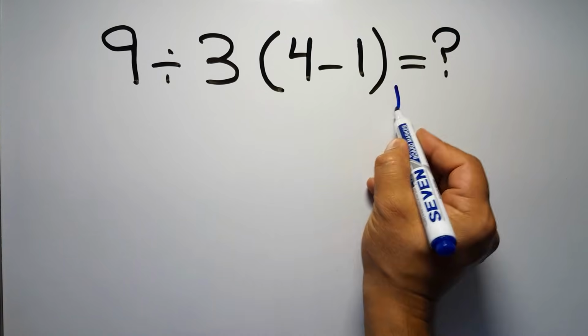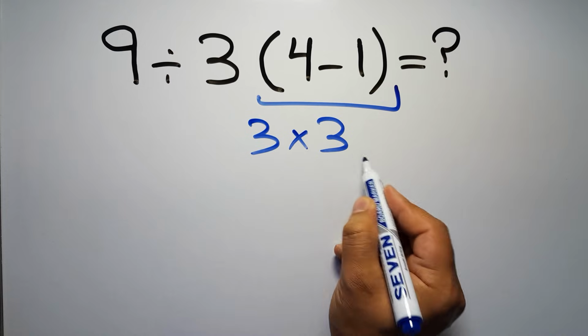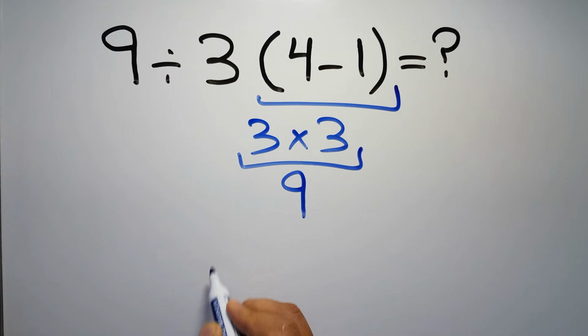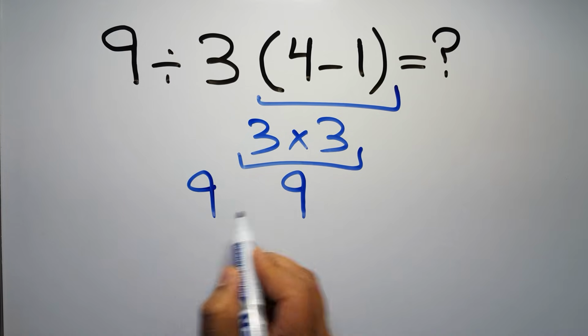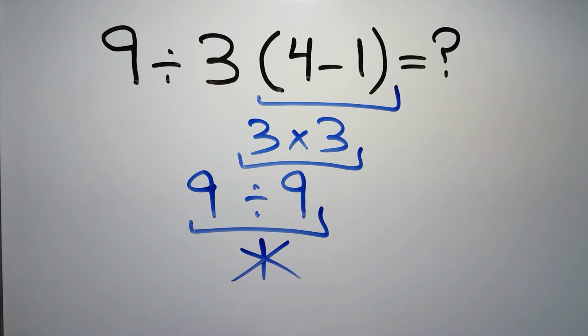4 minus 1 gives us 3. And 3 times 3 equals 9. So 9 divided by 9 gives us 1. But this answer is not correct.